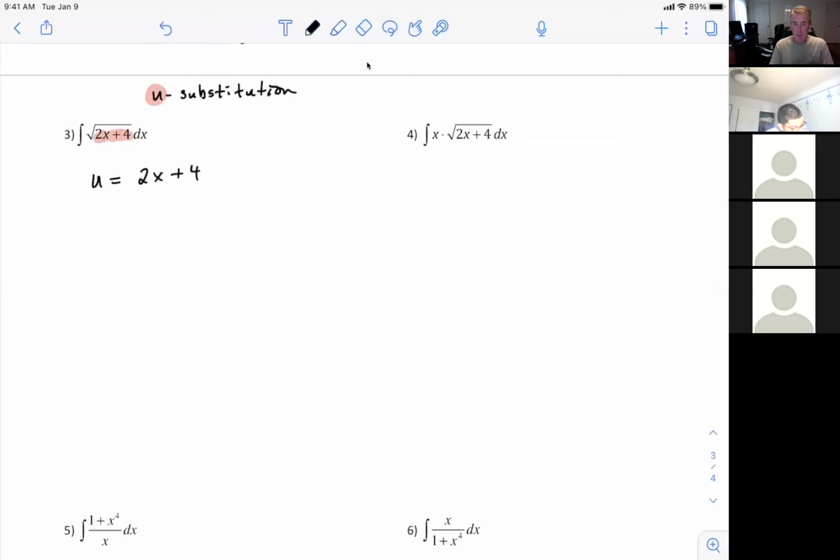So we're basically doing the chain rule part of it right now. Now take the derivative on each side. So on the left side, we're taking the derivative with respect to x, so it's going to be du dx. And on the right side, the derivative is just a 2.